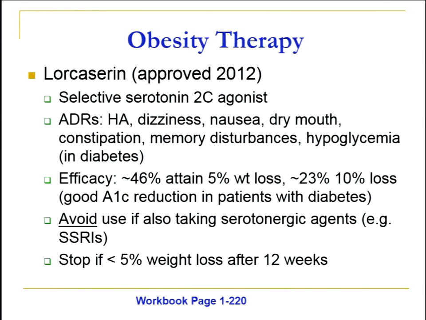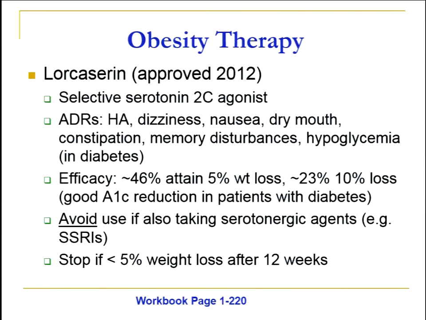How many of you remember fen-phen from many years ago? Anybody remember? All right, one of the agents in there was fenfluramine. It was fairly non-selective and caused a lot of cardiac and pulmonary abnormalities, and it was removed from the market. This agent works in a similar way, but it's a much more selective serotonin 2C agonist compared to fenfluramine. But again, lots of side effects.